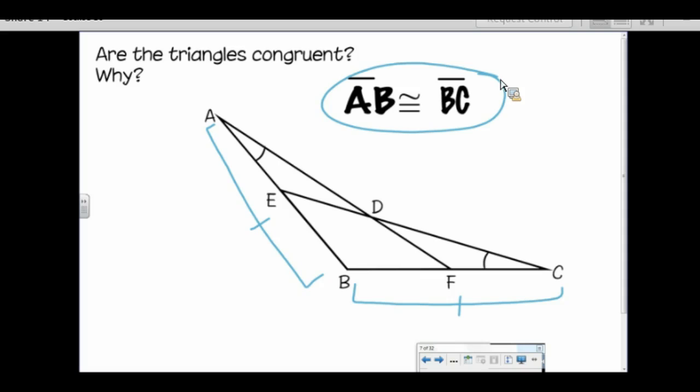This doesn't happen very often. A lot of times our figures are sharing a side. They have a common side, but this time they have a common angle. Angle B is congruent to angle B by reflexive property of equality. So now we can look at each triangle one at a time. And you were right. Angle, here's our side, and here's our angle. So yes, the triangles are congruent, and they're congruent by angle, side, angle.